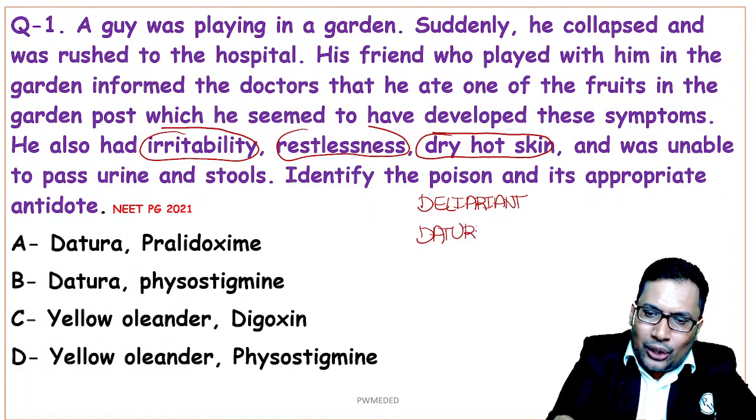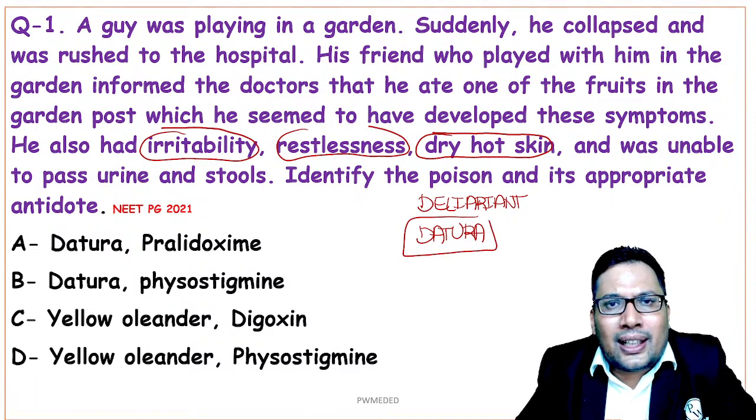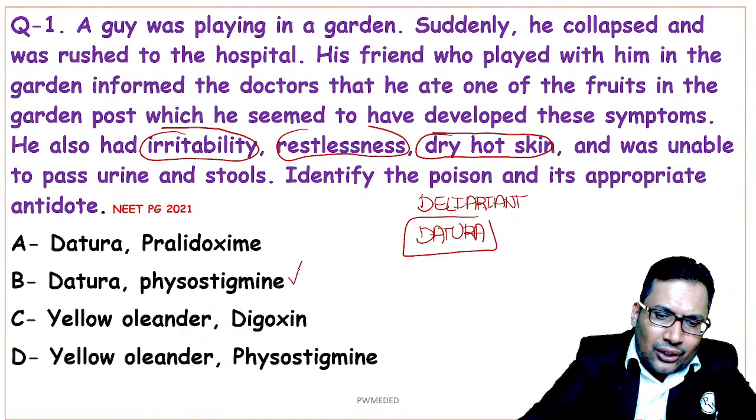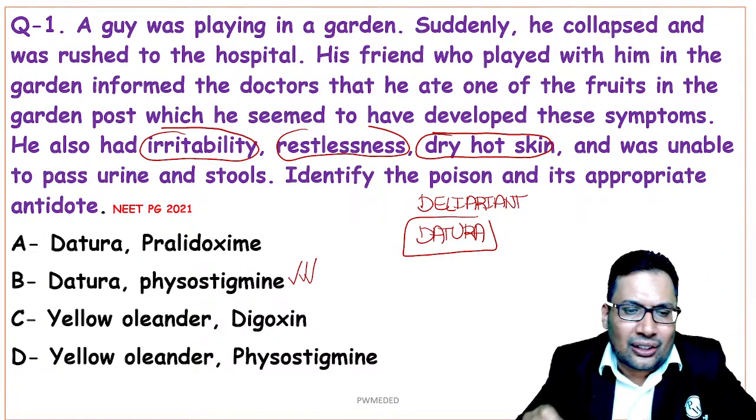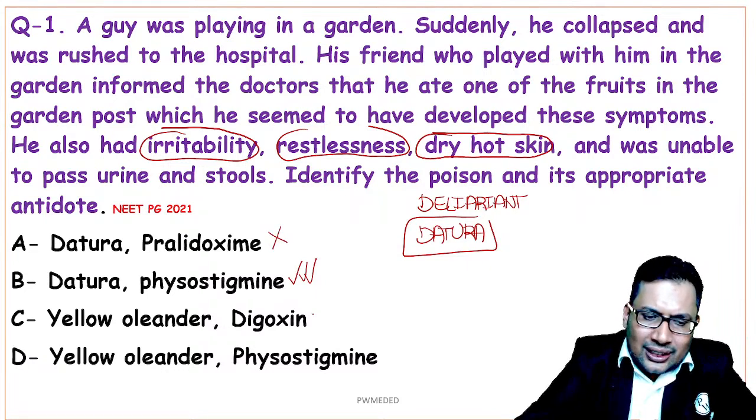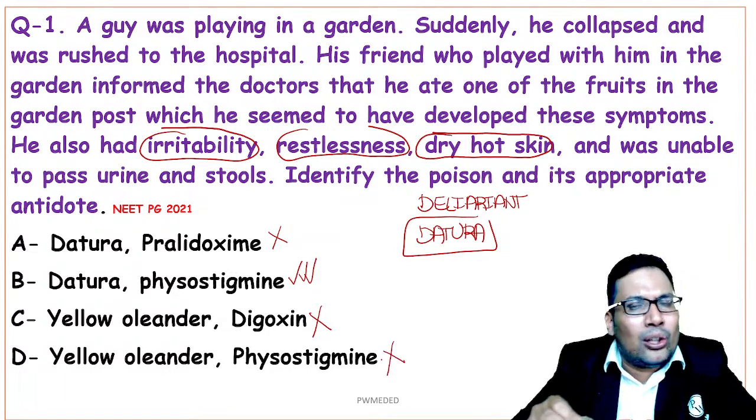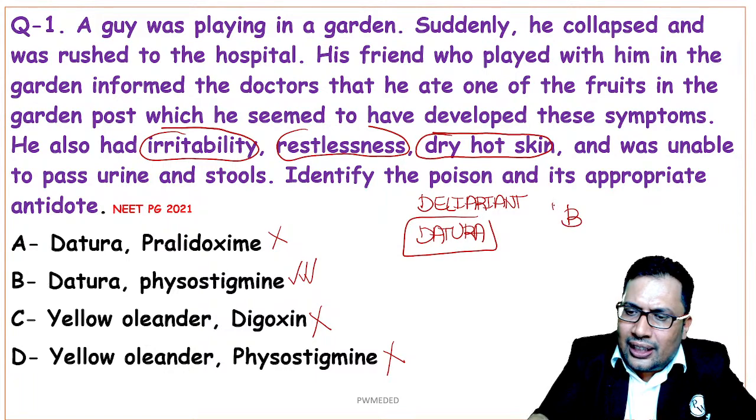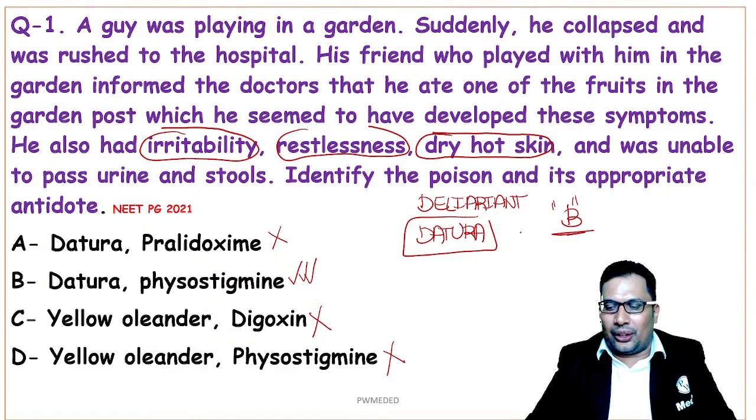So Datura poison, and in Datura the drug of choice is very simple, physostigmine. Your answer should be physostigmine is the correct answer. So pralidoxime is not used, not the answer. Digoxin is not used, yellow oleander is not the answer. So B is the correct answer for this question.